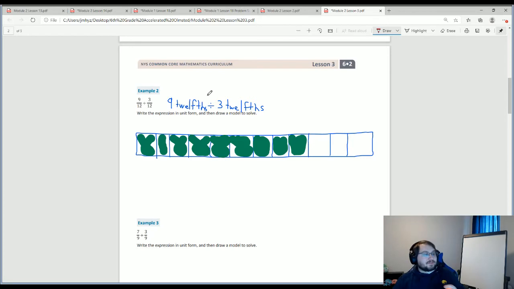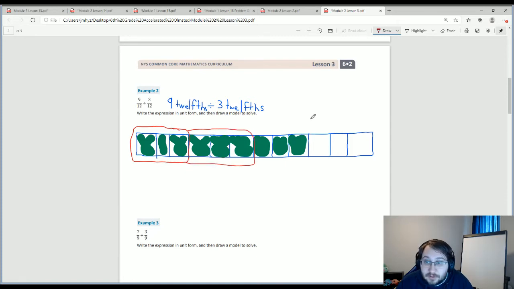Now, 9 twelfths divided by 3 twelfths, similar to example 1 that we just did, it's asking me to take my 9 twelfths and split it up into groups of 3 twelfths. So right here, that's a group of 3 twelfths. That right there, that's a group of 3 twelfths, and that right there, that's a group of 3 twelfths. Simple.